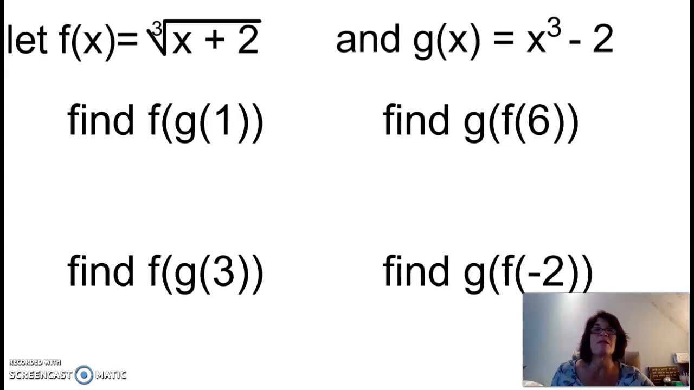I am just noticing that this is the last new concept of this unit, and then we'll be reviewing for a test. Okay, so just have that in the back of your mind.